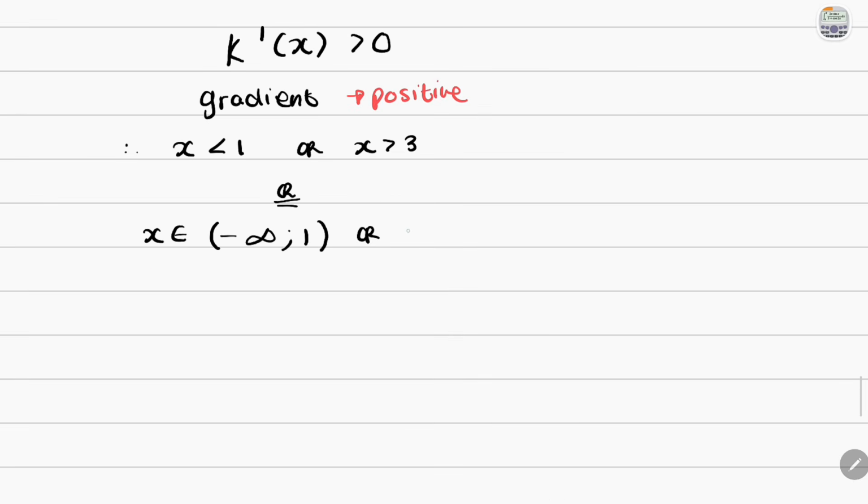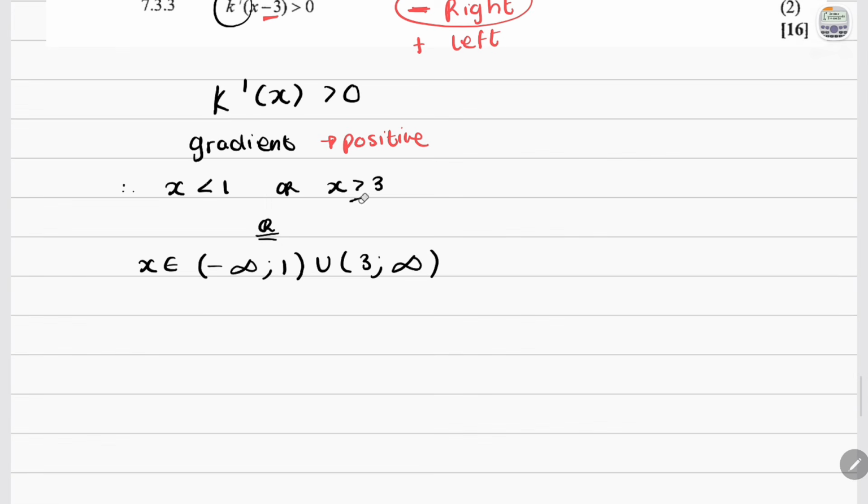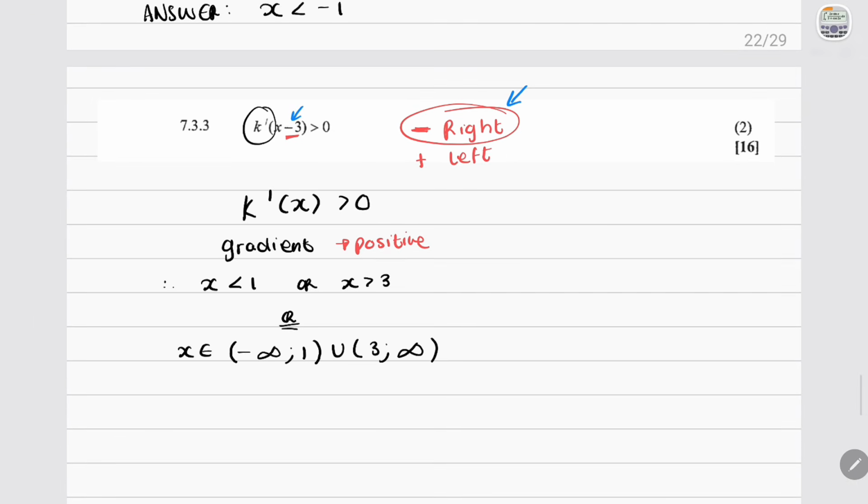And so that is just where you can say union, okay? 3 to positive infinity. And then there we go. Okay, also a round bracket for the 3. It doesn't say or equal to. So that is our answer. And that is it for question 7.